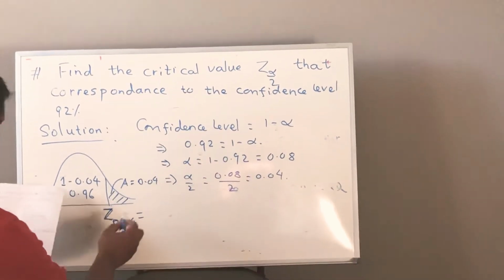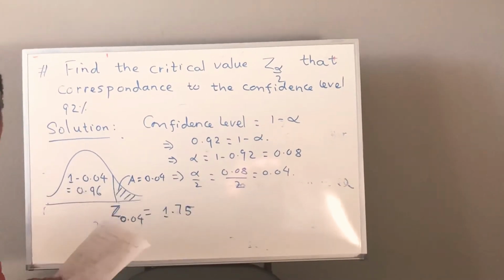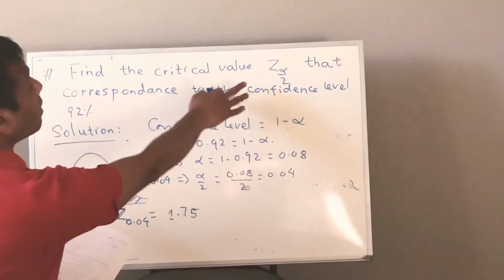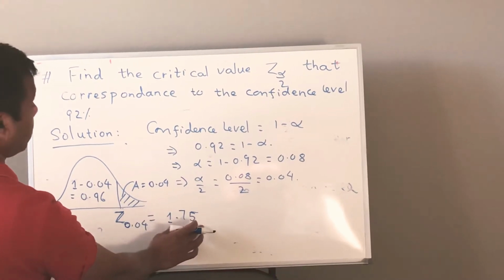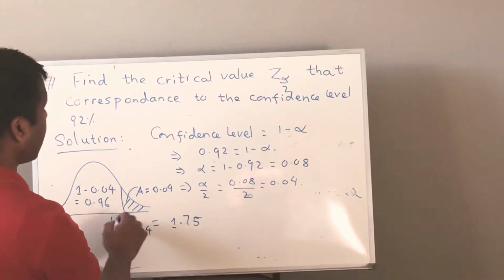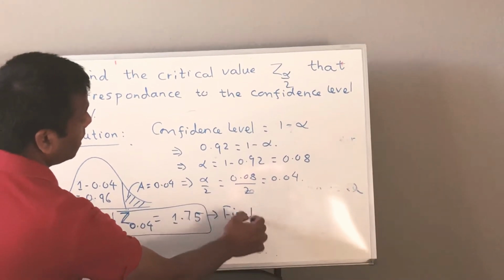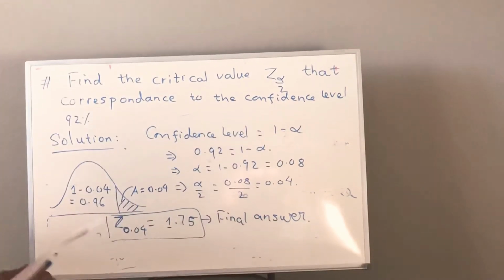This equals 1.75 if you round to 2 decimal places. So now the critical value z alpha over 2 is 1.75. This is the z score. So this is the final answer.